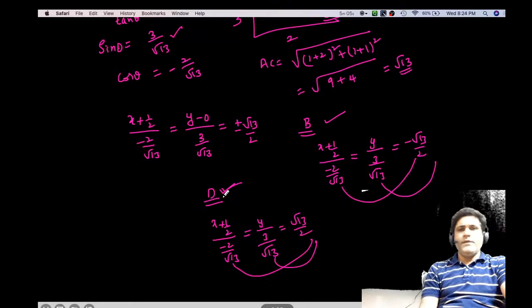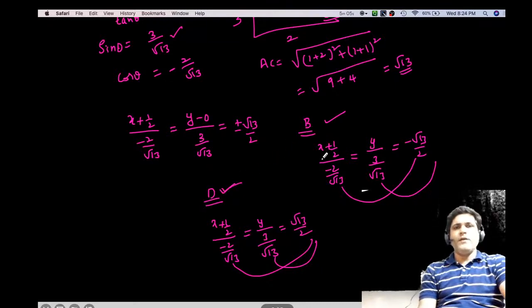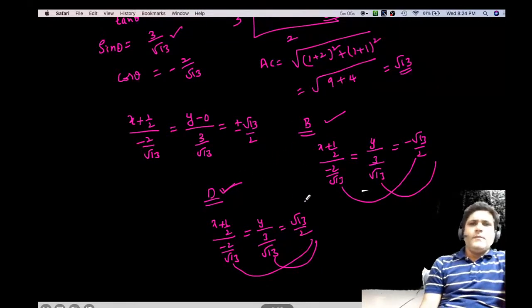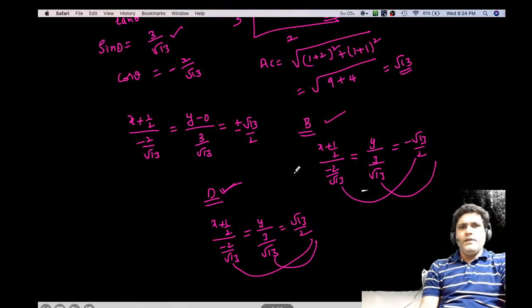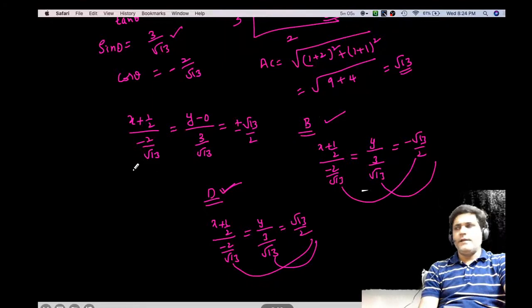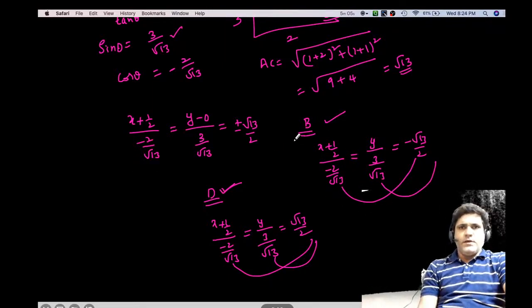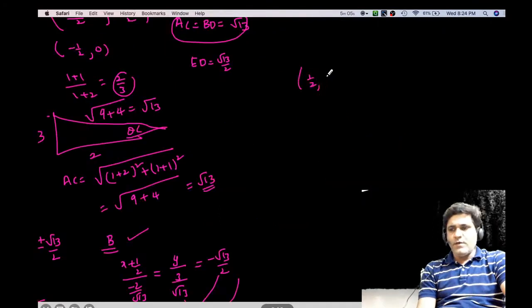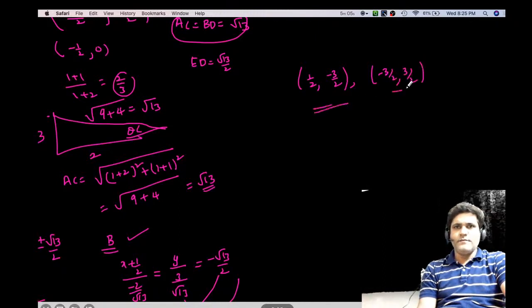As soon as you get the B coordinates and D coordinates, by the 2-point formula you can find the equation of the diagonal. Or you take any point, either B or D. Already we know the slope, tan theta. The point-slope form also we can use. So I will give the B and D coordinates and the equation of the line. The algebra part you can do. The B and D coordinates are 1 by 2 comma minus 3 by 2, and minus 3 by 2 comma 3 by 2.